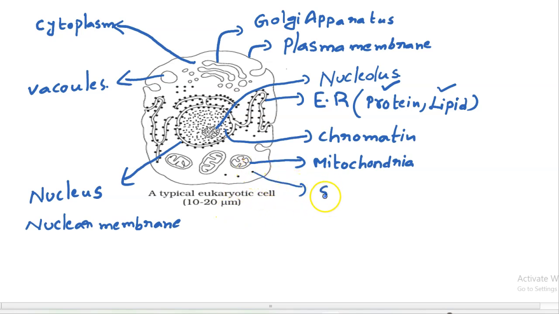These minute structures that are present in the cytoplasm act as a skeletal support system, and some of them act as ribosomes. Let us consider the size of the typical eukaryotic cell, which measures around 10 to 20 micrometers. Let's move to the colored image related to the eukaryotic cell.